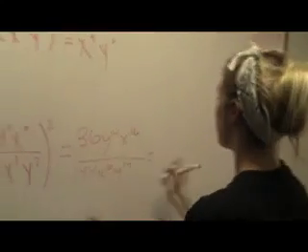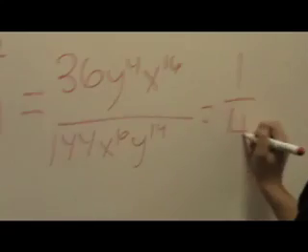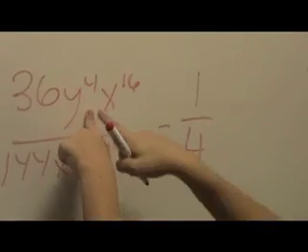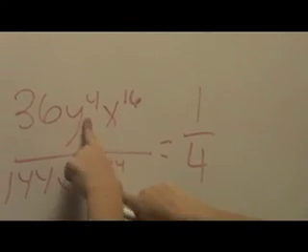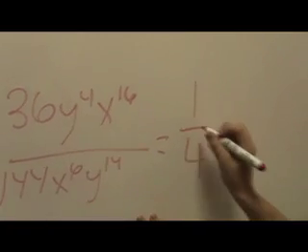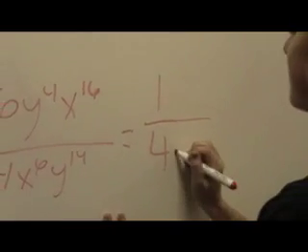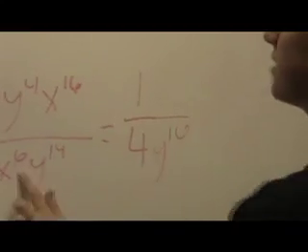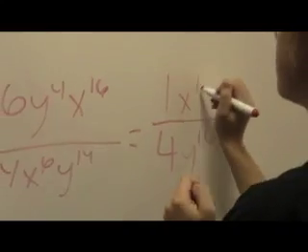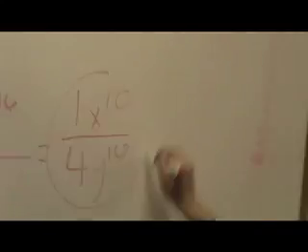And to simplify this part, it'll be 1 over 4. And then, since when you subtract, this is going to become negative 10. And if it's negative 10, you want to put it on the denominator. So it'll be y to the 10th. And this will be x to the 10th. And that's your answer.